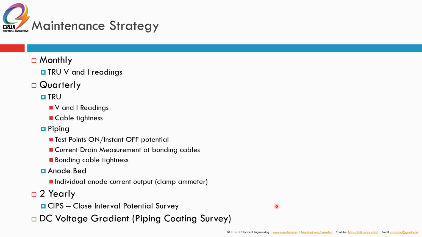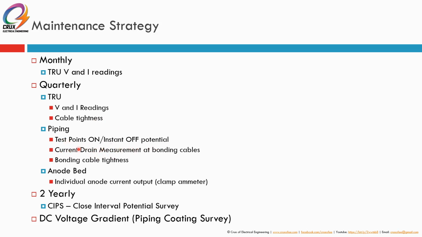Okay, maintenance strategy may differ from one another. This is based on the M plan, or the maintenance plan, that we've experienced previously. For monthly, normally we will only check the TRU, or the transformer rectifier unit, voltage and current readings. Quarterly, we will still check transformer unit voltage and current readings, cable tightness, piping. So test points will be measured in terms of their on and instant off potential.